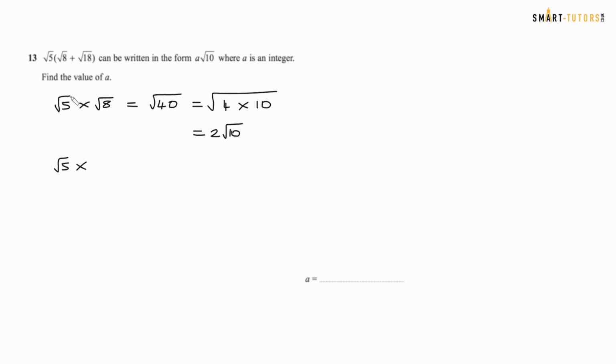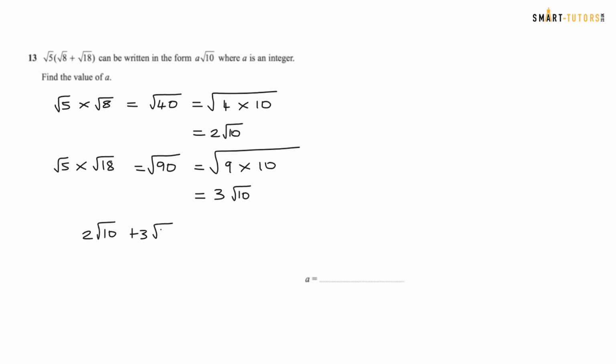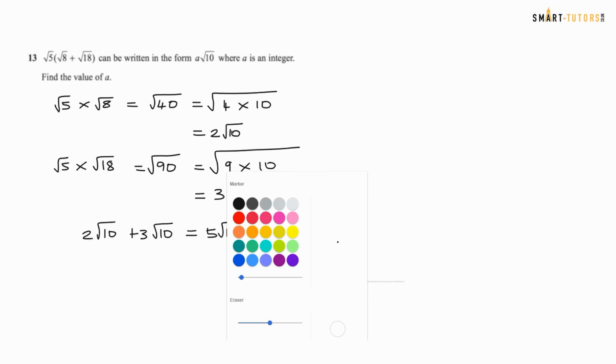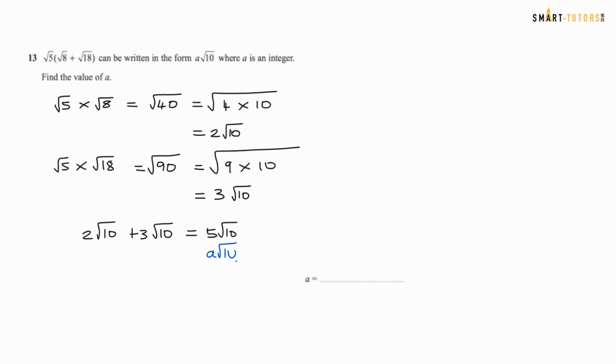So the next one, square root of 5 times square root of 18. 5 times 18 is square root of 90. Square root of 90 can be written as square root of 9 times 10. And square root of 9 is 3, so 3 square root of 10. So you need to add them up. 2 root 10 plus 3 root 10. So adding them, 2 plus 3 is 5 root 10. So that's what they ask you to write as a root 10 format. So the a is 5, that is our final answer.